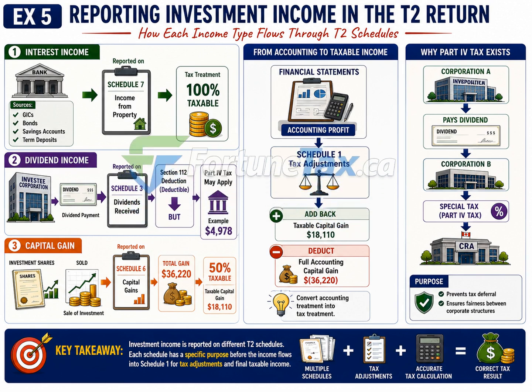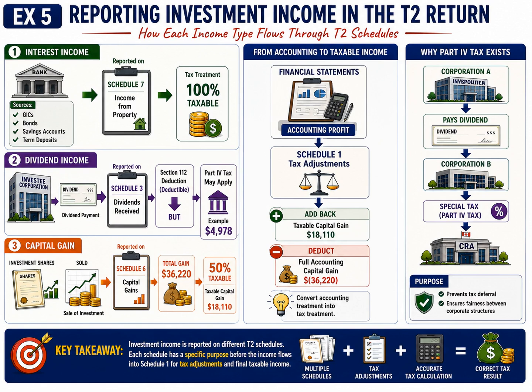Now look at the center of the slide. This illustrates how the corporation moves from accounting profit to taxable income. The process begins with the corporation's financial statements. These statements are prepared using accounting standards and record the full amounts of investment income according to financial reporting rules. However, accounting rules and tax rules are not always the same. Because of these differences, the corporation must prepare Schedule 1, which adjusts accounting income to arrive at taxable income.